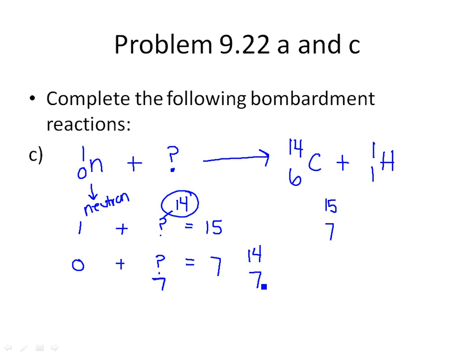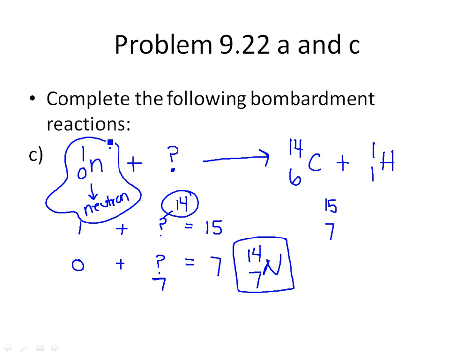So then we find our atomic number of 7 on the periodic table, and that matches up with nitrogen. So this would be our final answer, and this is the element that's bombarded by our high energy neutron. I hope this helps for 9.22.